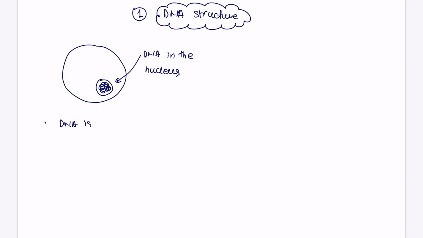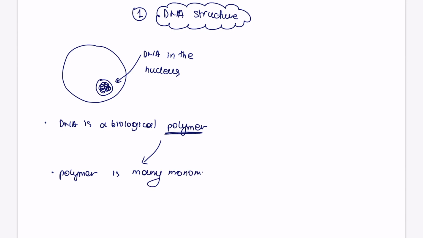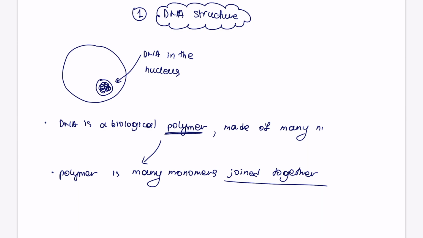Okay, so what is DNA? You need to know it as a biological polymer that is made out of many nucleotides. However, guys, I want to take a moment to remind you what a polymer is, because it's a common question in many exams. A polymer is many monomers joined together. Going back to DNA, DNA is a biological polymer made of many nucleotides joined together, right? Not randomly floating in cytoplasm, but bound together.